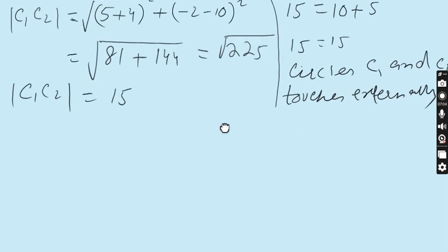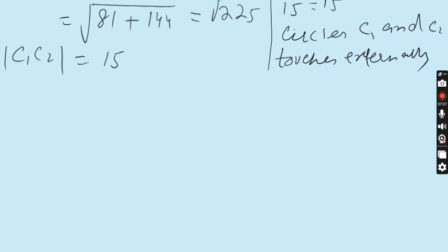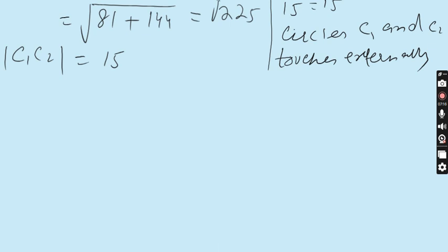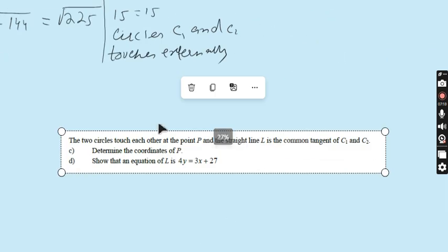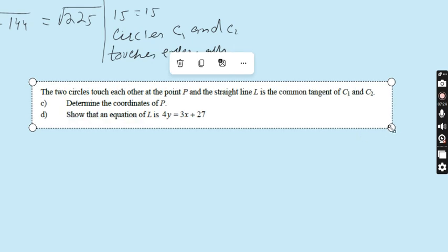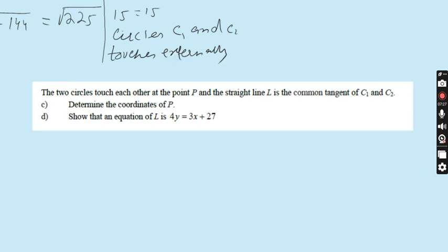But there are two more parts of this question. I am copying. These are two parts. The two circles C1 and C2 touch each other at the point P, and the straight line L is the common tangent of C1 and C2. Part C.